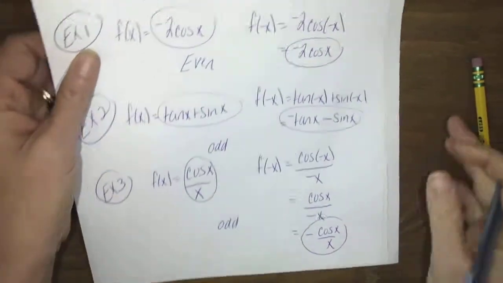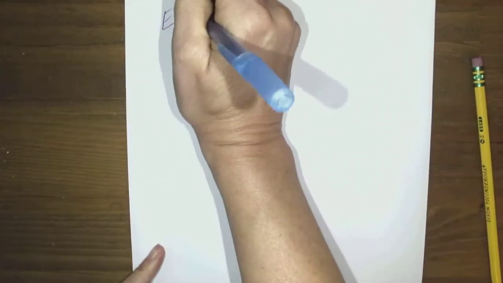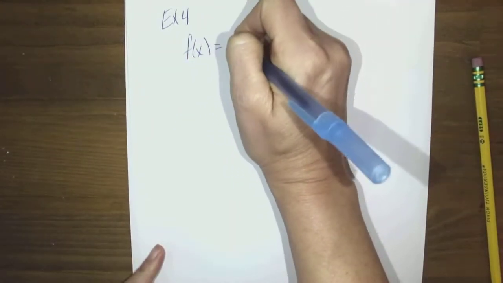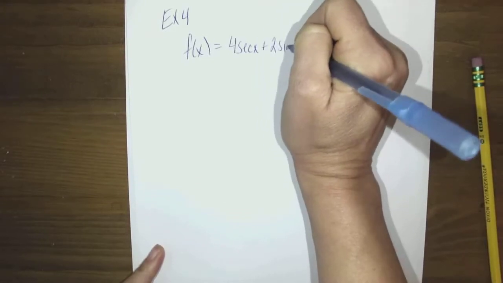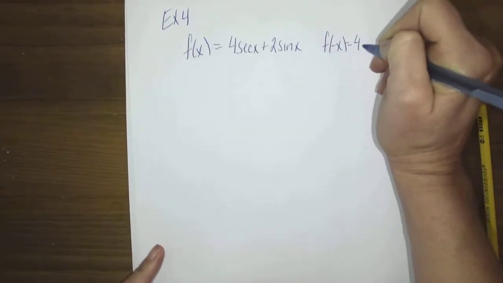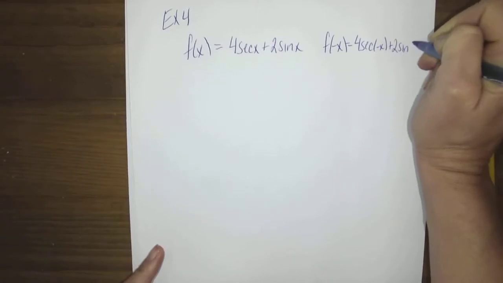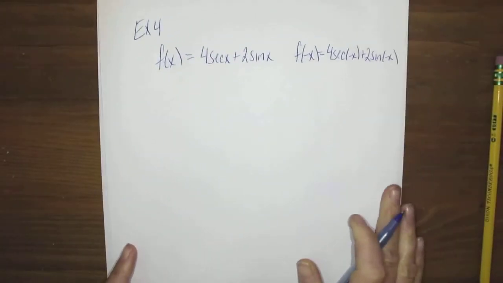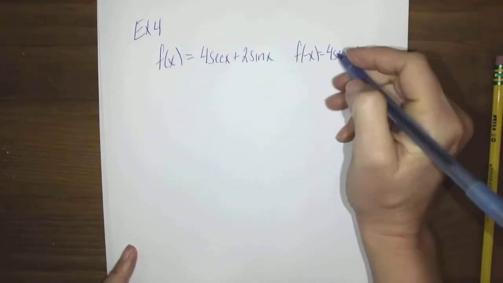I want to do one with neither. Let me do an example 4 here. We'll say f of x equals, let's say, 4 secant x plus 2 sine x. Again, rewrite it, but replace all the x's with negative x. And I see negative arguments. Well, this one I'm allowed to ditch, and this one I pull in front.